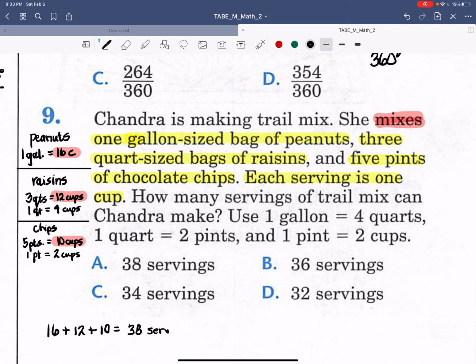So she mixes all that up. Let me just follow the story. She mixes all that up, shakes it all up, and then divides that up into 1 cup servings. So she can get 38 servings out of that mixture. Number 9 is A.